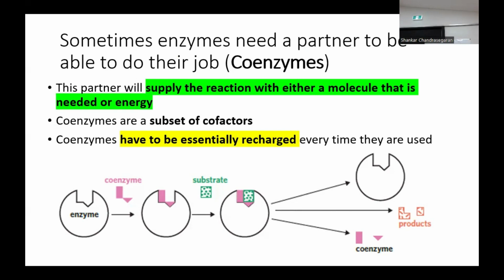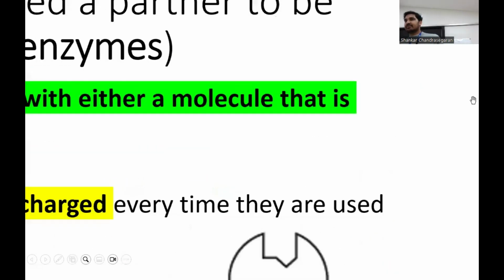So think of enzymes as being a structure, and coenzymes supplied with energy, and then the substrate can then be broken down into its product. The coenzyme is also then used up to make that. So you can see this picture here, down here.